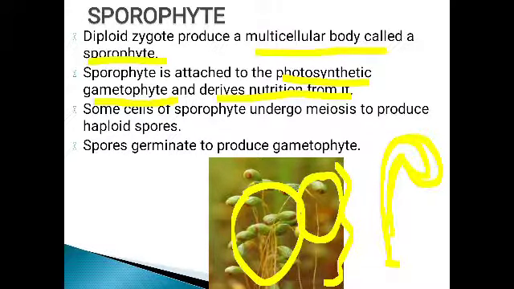Then some cells of the sporophyte, especially in this swollen structure called the capsule, will undergo meiosis and produce haploid spores. All the cells will not undergo meiosis, only some of the cells present inside the capsule. Meiosis, I told you, is reduction division. So the diploid cell undergoes meiosis and, as a result, haploid spores are formed.